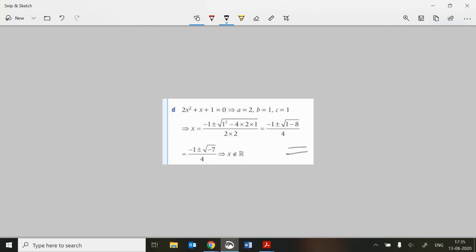We can take this a little bit further, and we can say, well, we've got minus 1 there, plus or minus, and we can split the square root into the square root of minus 1 times the square root of 7, and then we can change this into i.